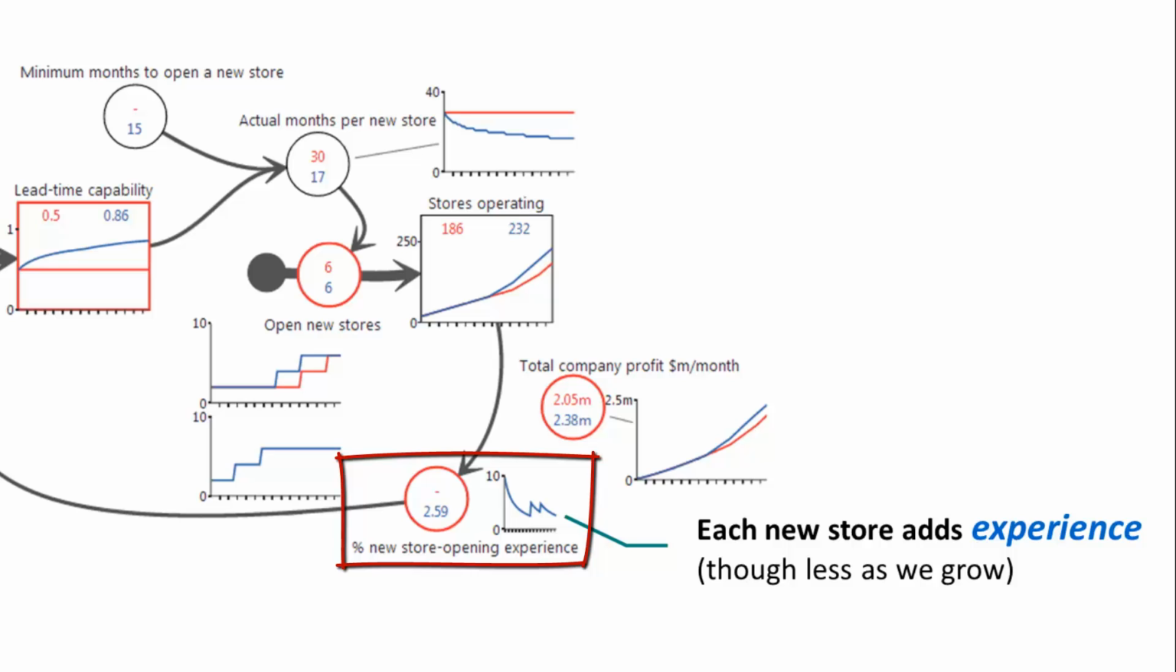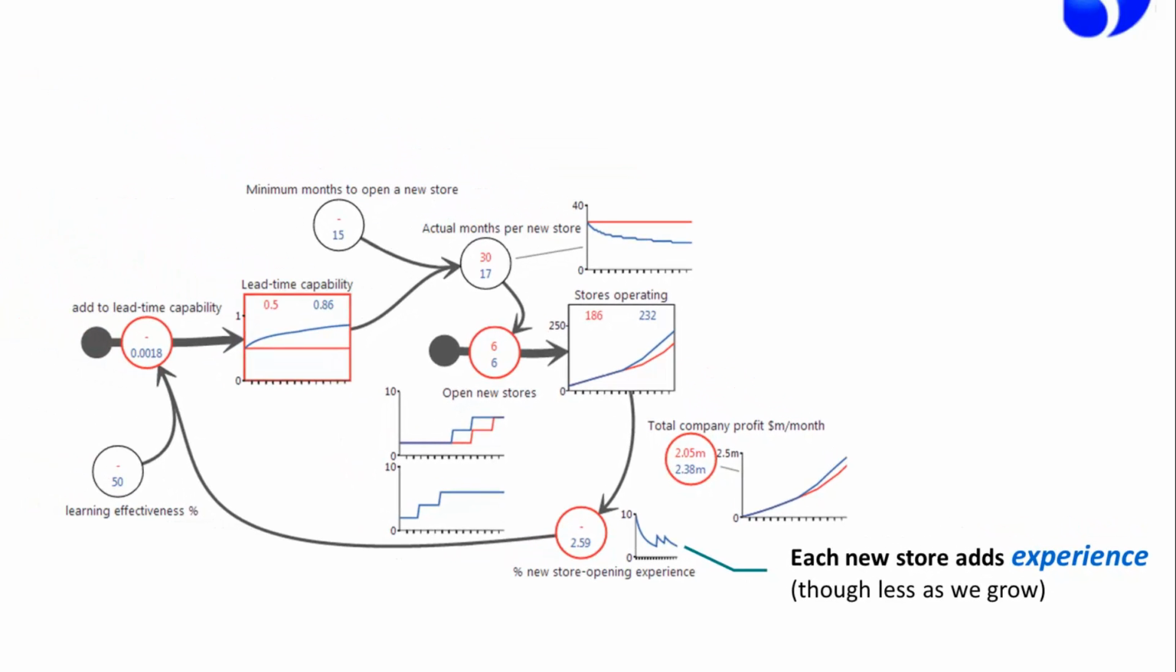Now, of course, as you open more and more, you've got less and less to learn because you've had plenty of store opening experience before. But when you raise the rate to open 4 stores per month, then that's accelerating your rate of experience once again. But that experience feeds back over on the left-hand side to raise your lead time capability. So your capability started at 50%. It took you 30 months to open each store. But because you're learning and getting better at it all the time, your capability is rising to 60%, 70%, 80%.